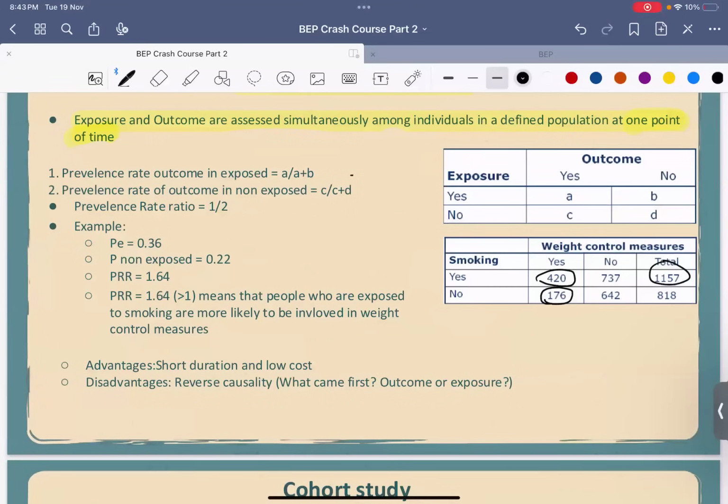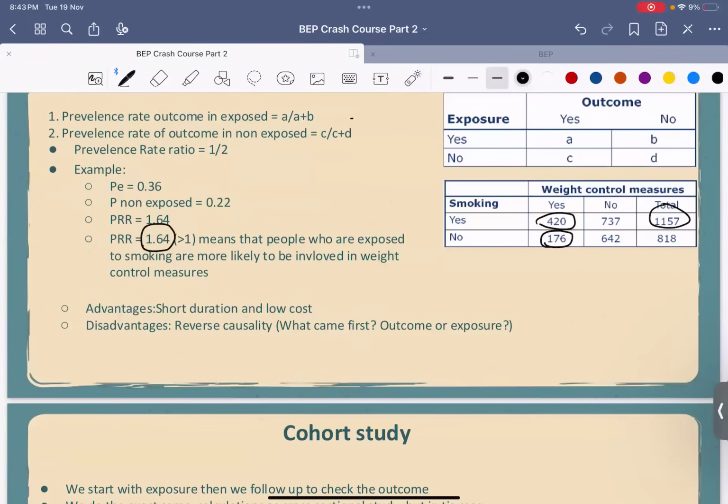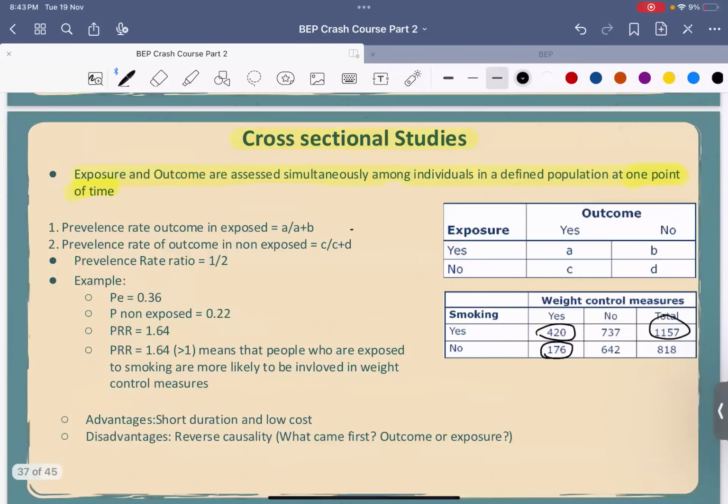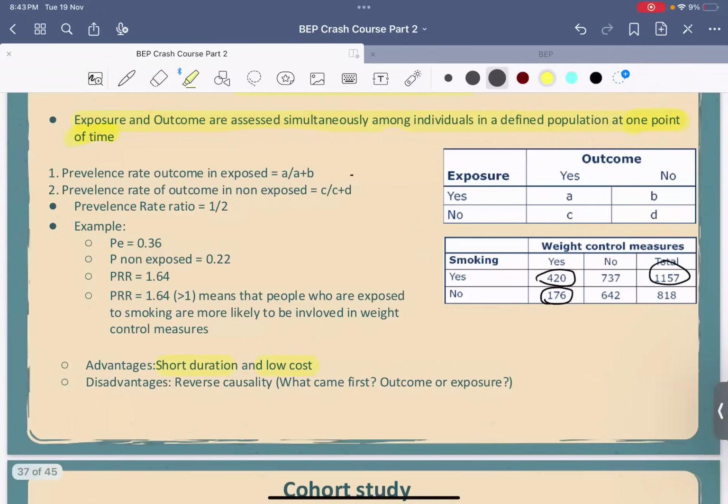Okay, so where was I? Oh, and it tells us how much more the exposure is probably going to lead to the outcome. So 1.64 times. The advantages of cross-sectional studies are that they are short in duration and low cost. That's why all medical students start with it.